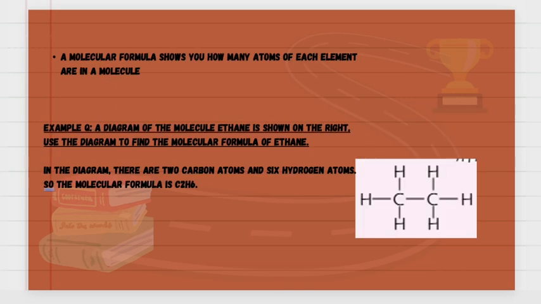A molecular formula shows how many atoms of each element are in a molecule. For example, a diagram of the molecule ethane is shown on the right. Use the diagram to find the molecular formula of ethane. In the diagram, there are 2 carbon atoms and 6 hydrogen atoms. So the molecular formula is C2H6.